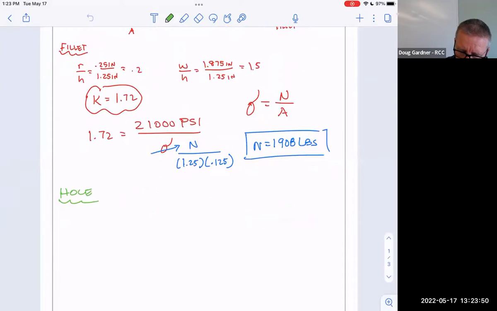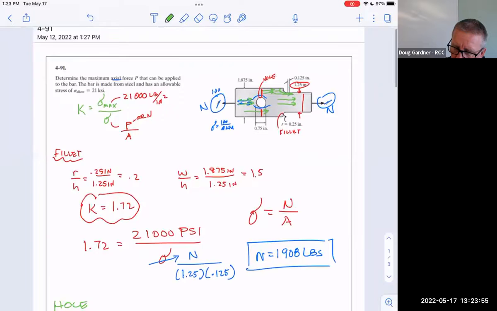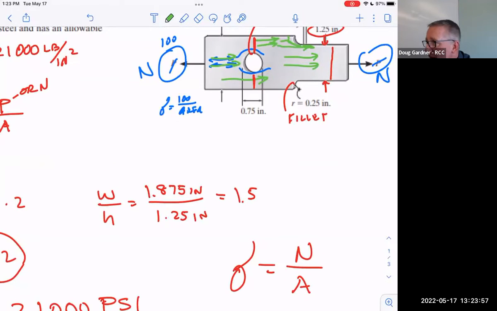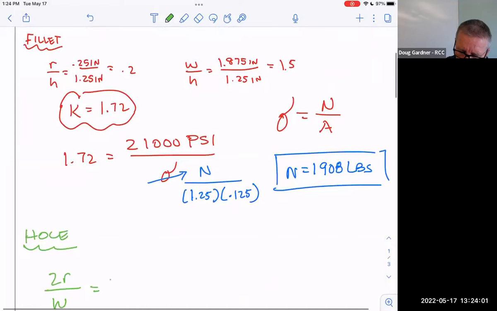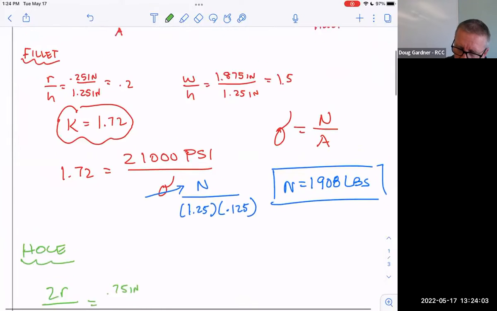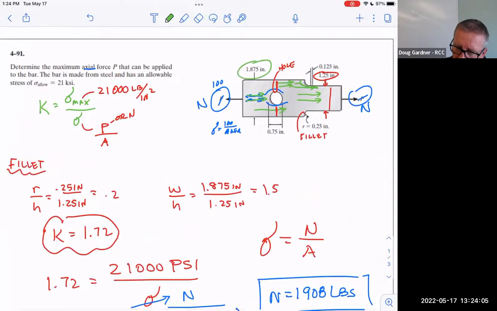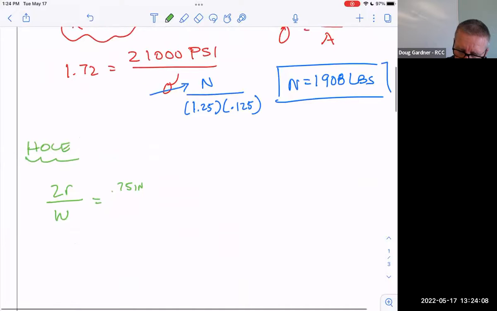So 2R over W, let's see, 2R in this case. Well, notice they gave me the diameter. It's 0.75, so that is the diameter. I'm not doubling that. So 0.75 inches. And then the width is 1.875 inches that we used earlier.